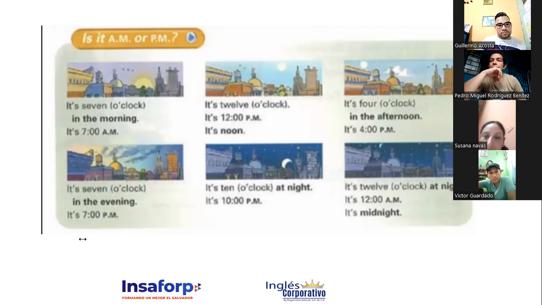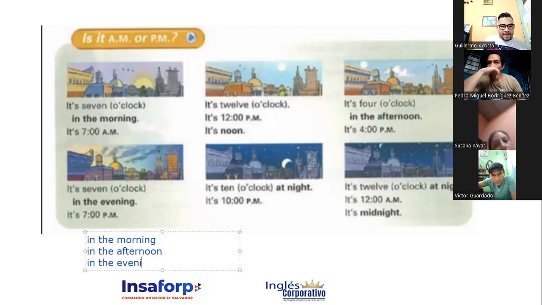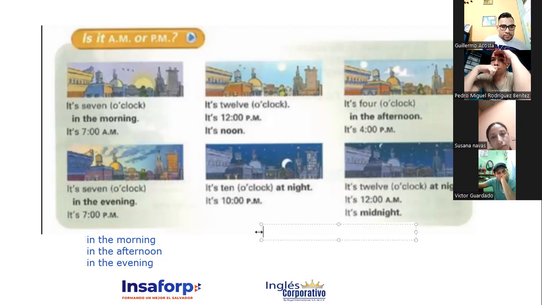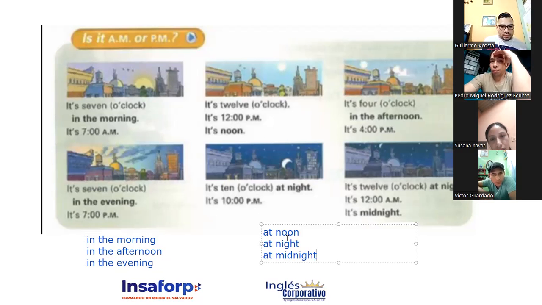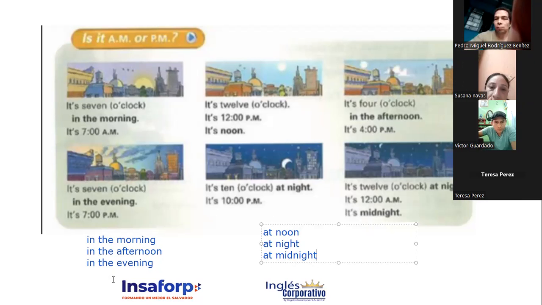Porque si se fijan, las preposiciones que usamos son diferentes. Por ejemplo, decimos in the morning, in the afternoon, in the evening. Con estas usamos in the. Ahora, con noon, usamos at. At noon. At night. At midnight. Okay? So it's different. Sí, en la noche, al mediodía y a medianoche usamos at. At noon, at night, at midnight. Y en la mañana, en la tarde y en la noche usamos in the morning, in the afternoon, in the evening.